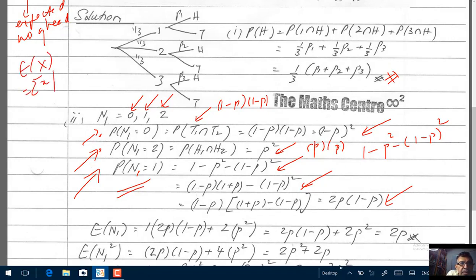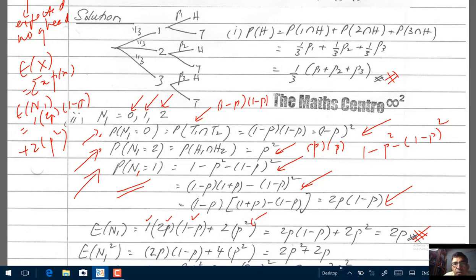Now, what is expected value? Expected value is the sum of x times P(x). We don't have to worry about 0 here because 0 times anything is 0. So the expected value of N1 equals 1 times the probability of N1 equals 1, which is 2p times 1 minus p, plus 2 times the probability of N1 equals 2, which is p squared. That's what you see here: 1 times 2p times 1 minus p, plus 2 times p squared. If you clean up the algebra here, you'll get 2p, and we are done.